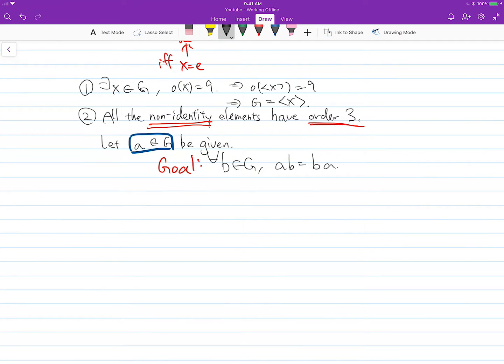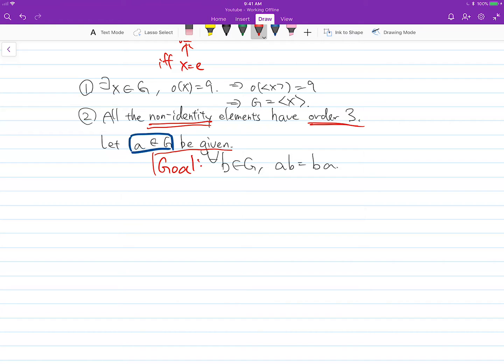So there are a few cases. The first case is if A equals the identity element. In this case, I think it's pretty clear that AB is just B, and this is BA. And the second case is, oops, I forgot to do one more step. Going back a little bit.